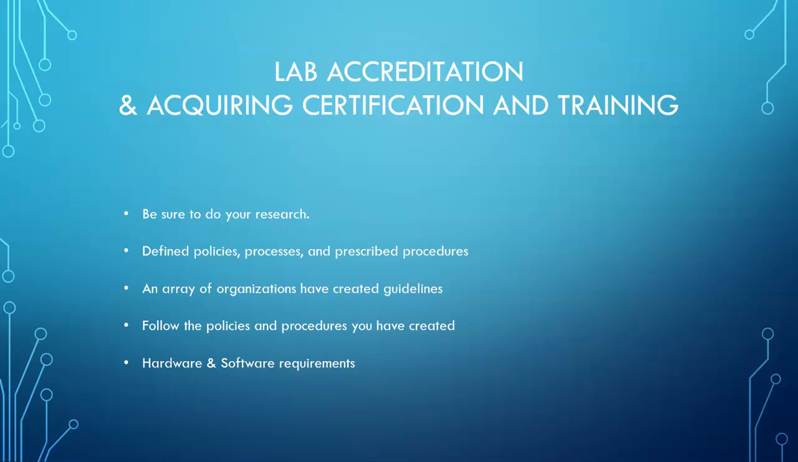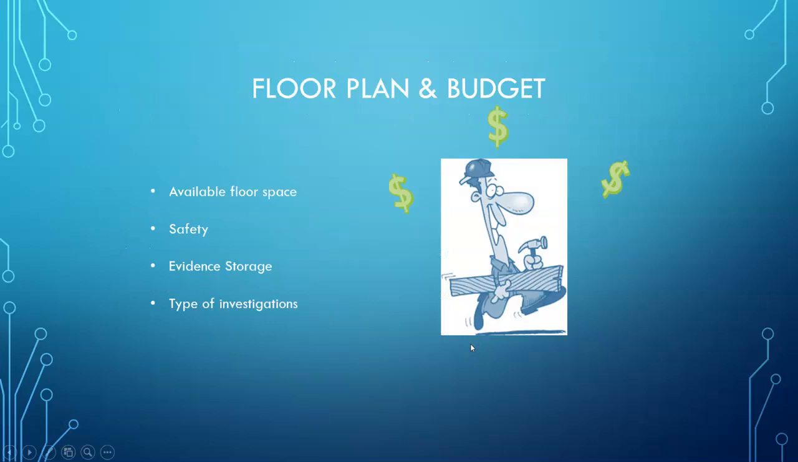For example, the ANAB stresses that each lab should maintain an up to date library of resources in its field. Next is the floor plan and budget. These are going to depend, of course, on what size of a lab is needed. Once you figure that out, you can start figuring out safety.